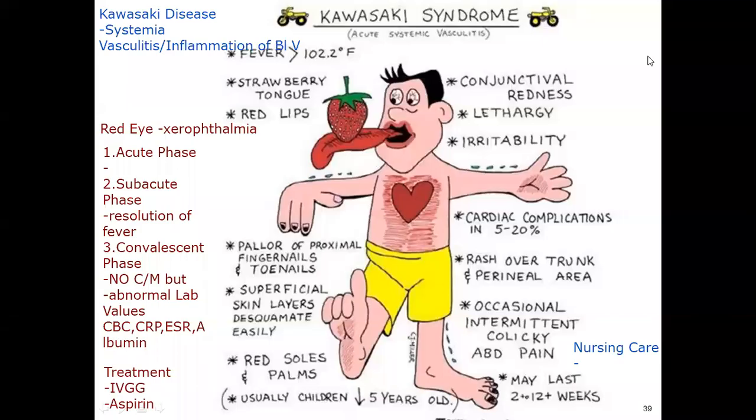So Kawasaki disease is a systemic vasculitis. It is a condition that causes inflammation in the wall of blood vessels in the body. Kawasaki disease is most common in infants and young children.